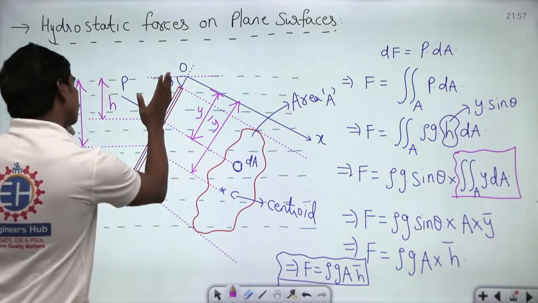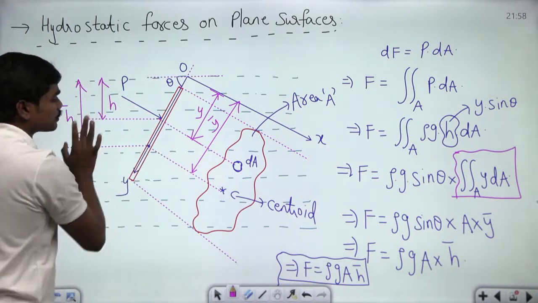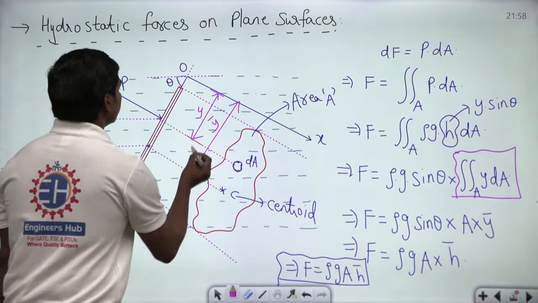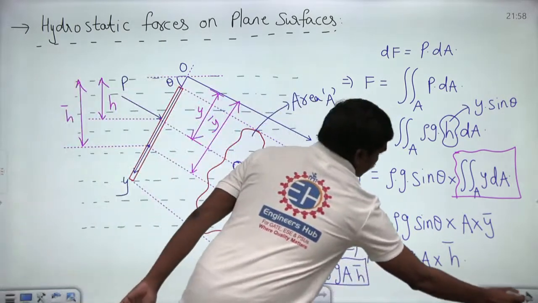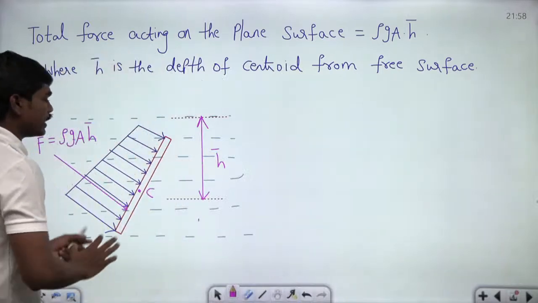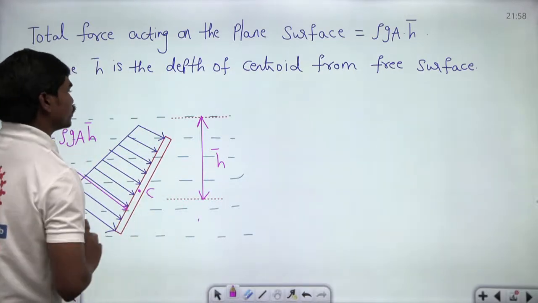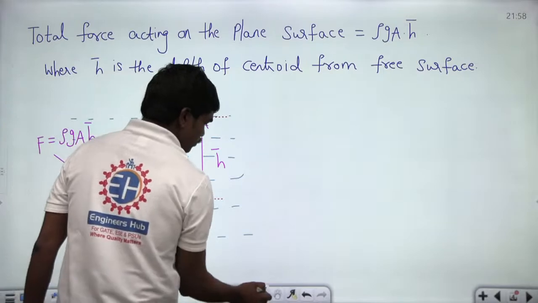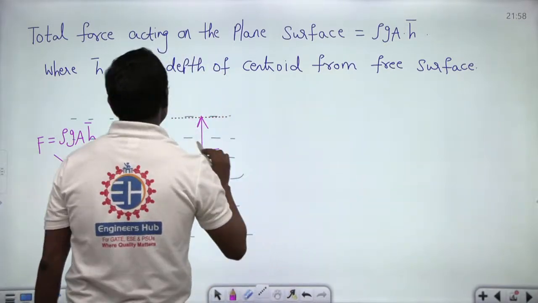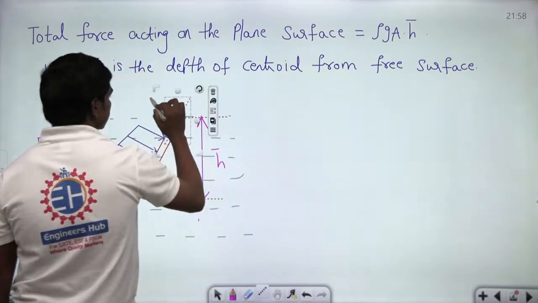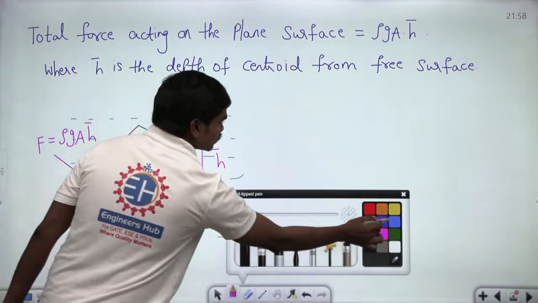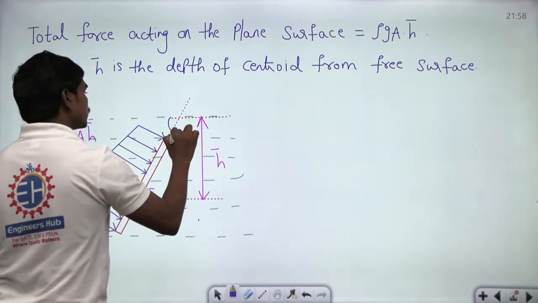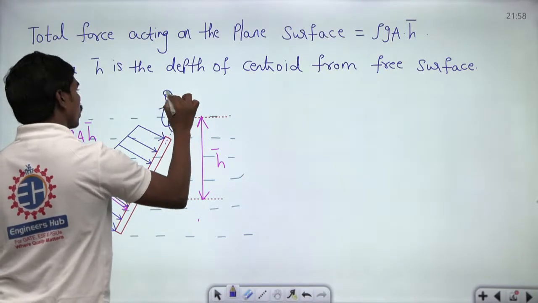Or if you see, for example, if this plate is acted upon by this pressure force. Now see carefully, this is a pressure force. Now this plate is in static condition, of course, in this situation. So let us suppose this is the inclination theta which you are talking about. This is the inclination theta that you are talking about, correct?